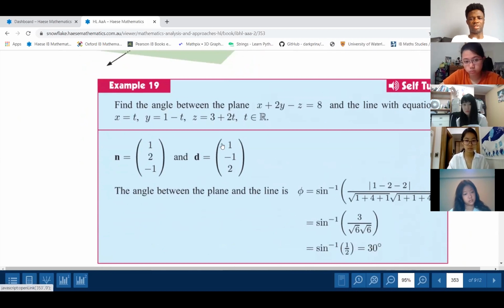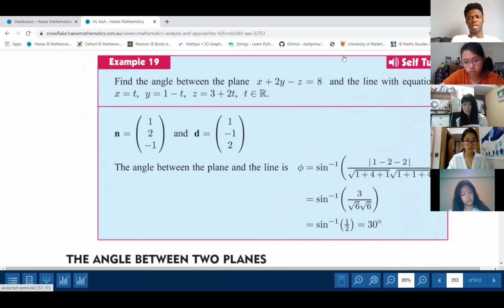So let's look at this example. It's just going to be substitution. So let's look at this one. Can everybody see the blue screen? Okay, so just listen to the simple example.